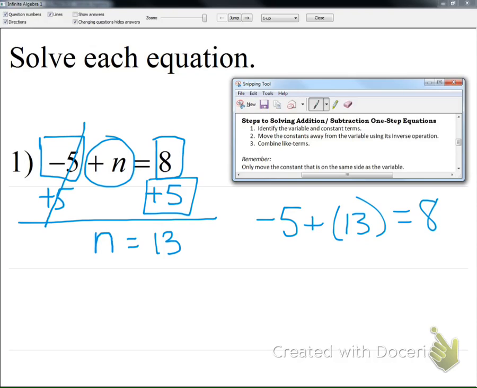If you evaluate both sides of the equation, they should equal each other. So -5 and +13, if we combine those together, those are opposite signs, so we have to subtract. Well, 13 minus 5 is 8, isn't it? Which is the same thing as 8. So it checks. Therefore, we just proved that n is equal to 13. Let's try another one.